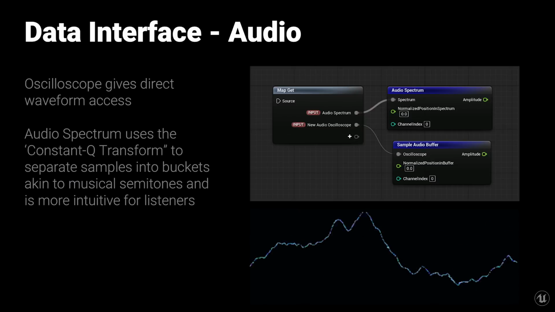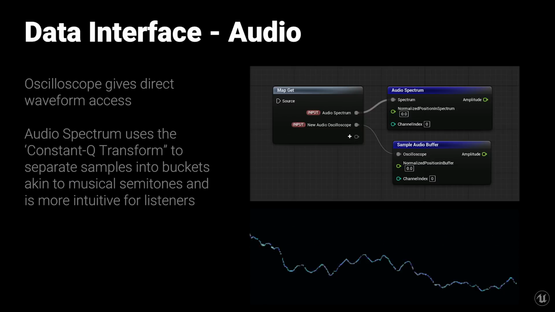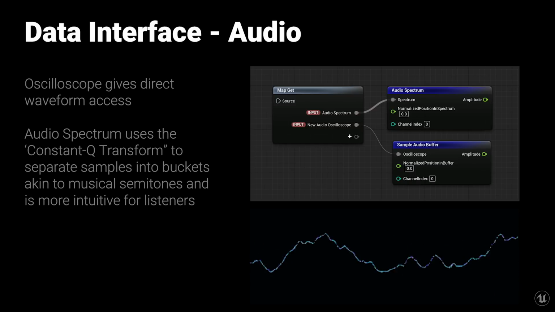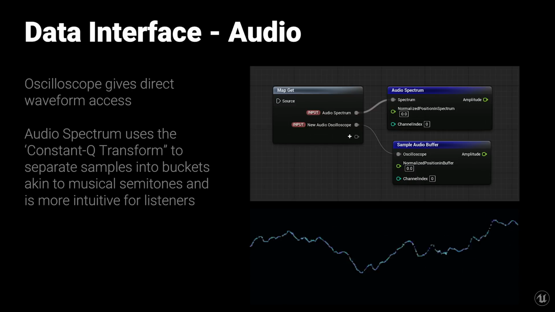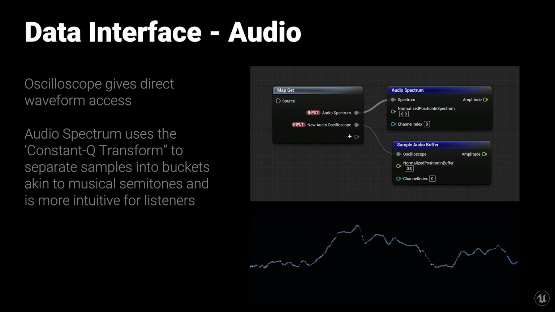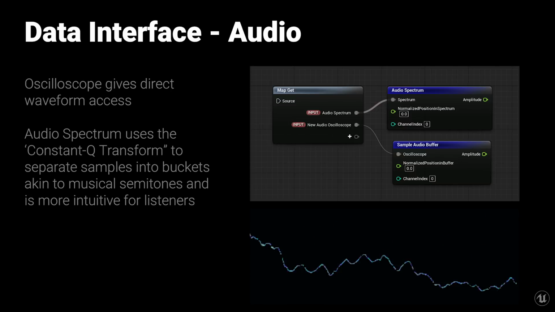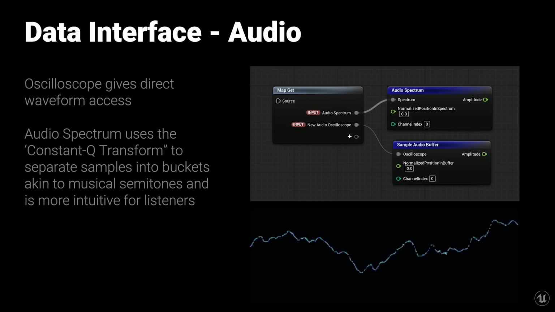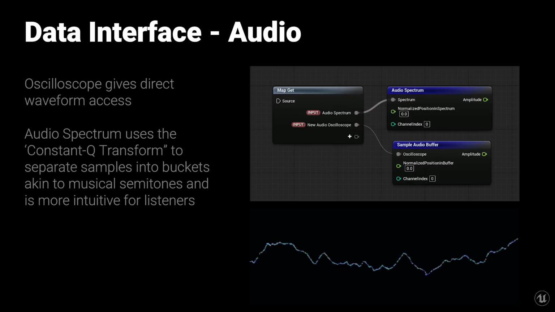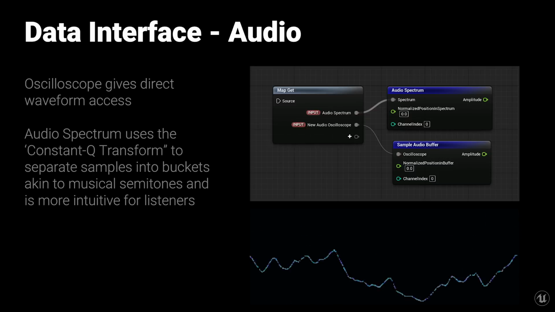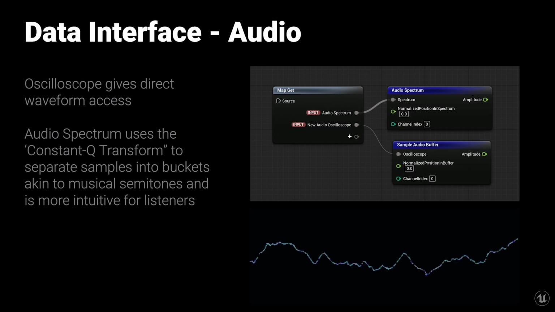Next up are two separate data interfaces, which allow access to audio waveform data. Oscilloscope provides inexpensive direct access to the audio waveform, while audio spectrum is more complex. It uses something called the constant Q transform, which is almost like a fast Fourier transform, but for audio. This separates the audio into buckets logarithmically, akin to musical semitones, and is more intuitive for listeners and viewers as the audio response matches note progression. Here's a fun little audio visualization showing a Niagara effect being driven by these audio waveforms.